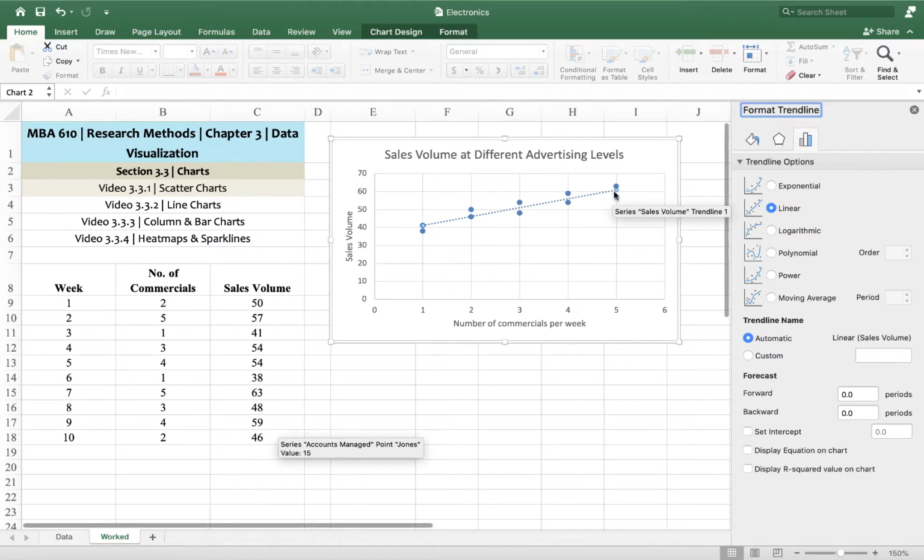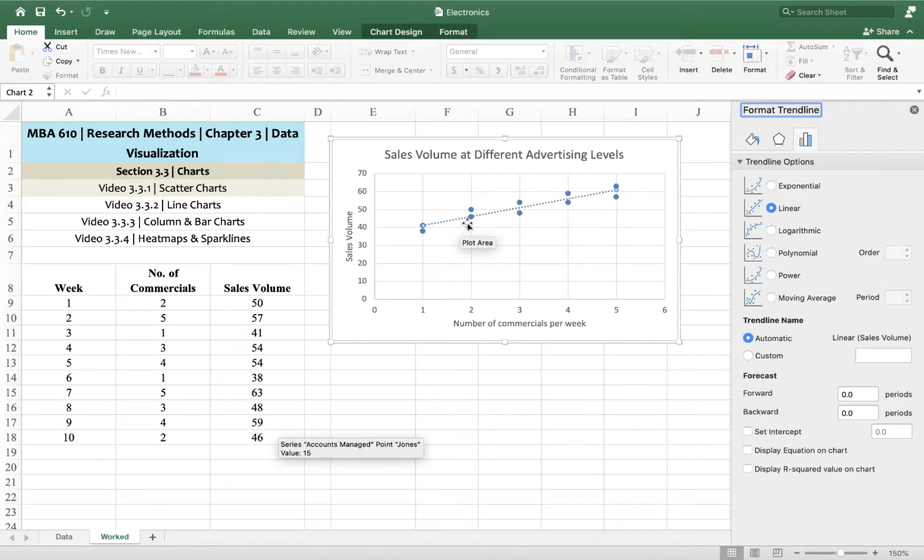And did you see how it placed that line in the data? So that line is the line that best fits the data. And what I mean by best fit is it gets it as close as possible to each of the dots.